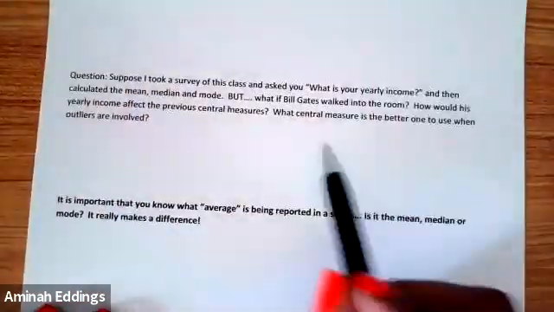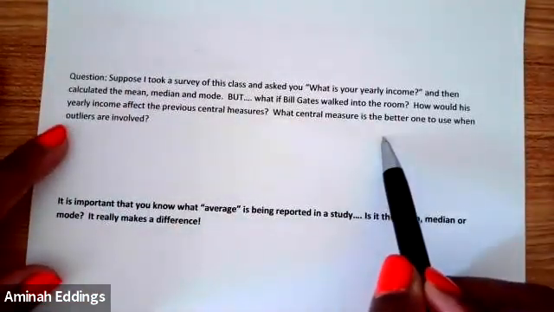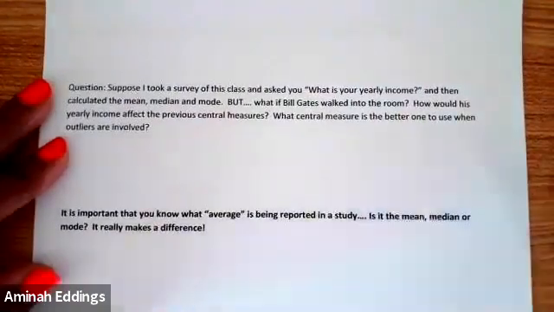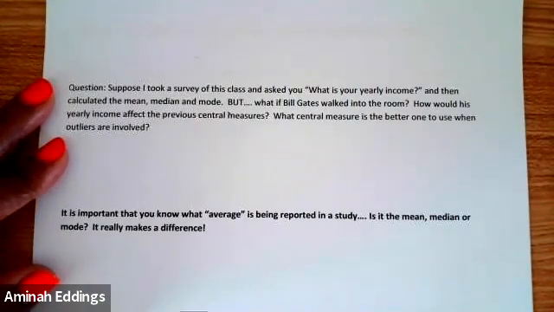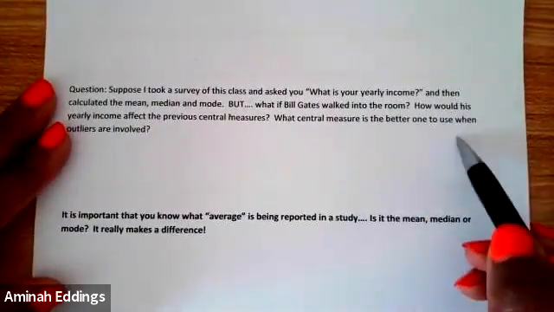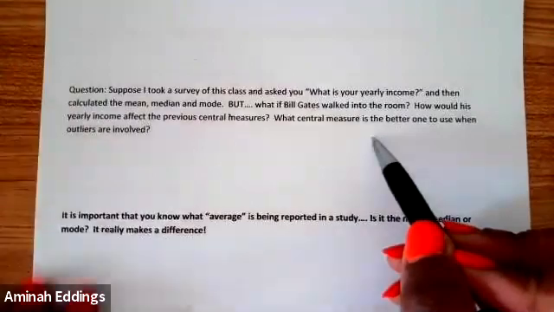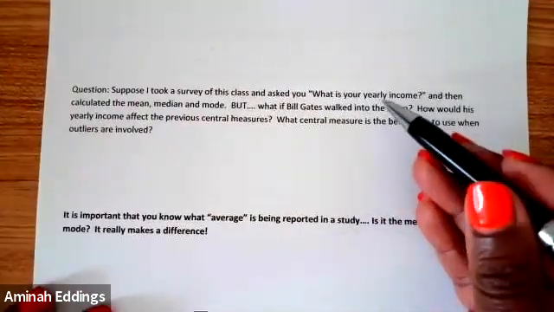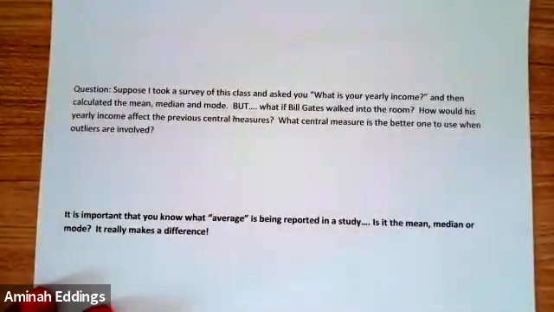So what central measure is the better one to use when outliers are involved? Would it be the mean or would it be the median? It would be the median. Because remember, that outlier, if we add it in, is going to make our mean increase. So that's not something that we want to use when we're looking at central measures. Any questions there, guys?